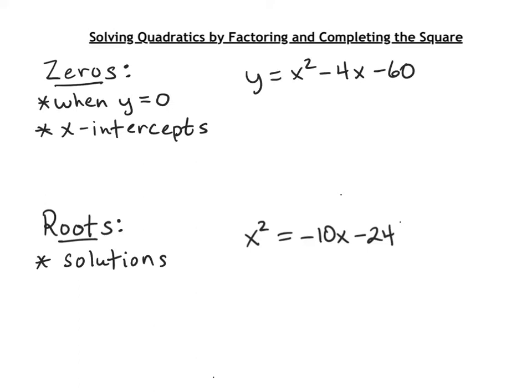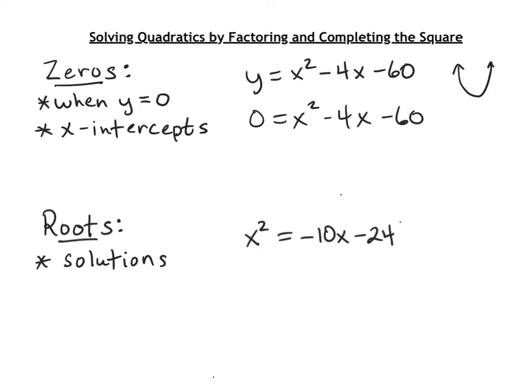Solving quadratics by factoring and completing the square. Reminder, an equation with highest power 2, that's a square, makes a shape called a parabola. We can find the zeros of the parabola. What's a zero? It's when y is 0, and when y is 0, you get the x-intercepts. So the zeros means you're going to solve the equation 0 equals x squared minus 4x minus 60.